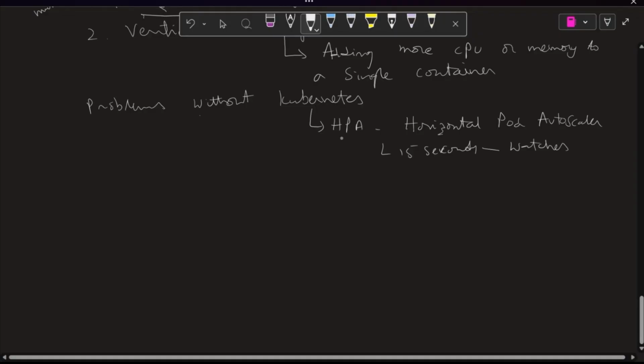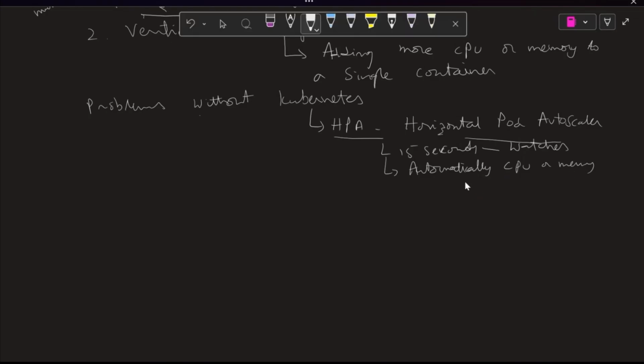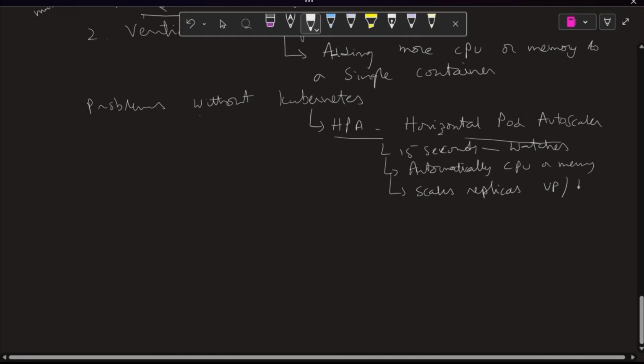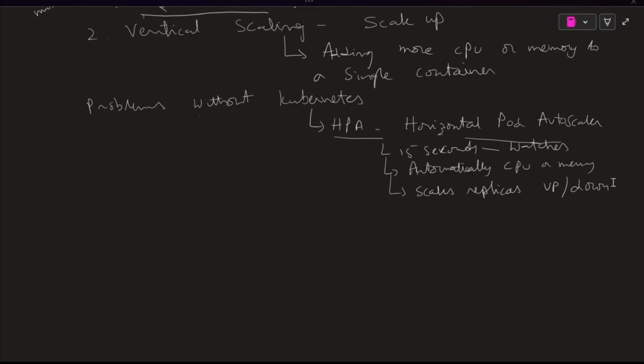This component is called the horizontal pod autoscaler. What it does basically is automatically, based on the collected metrics of CPU or memory, scale replicas up or down. On what basis or with what parameters, we'll see in upcoming lectures.